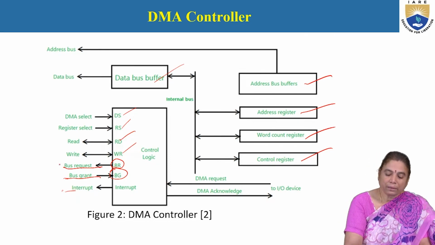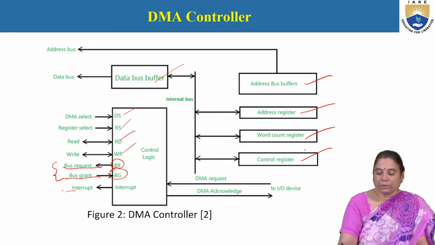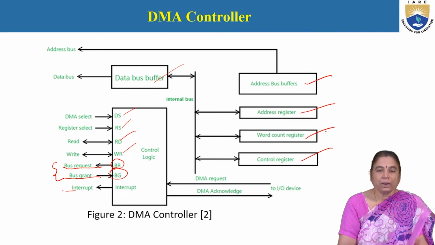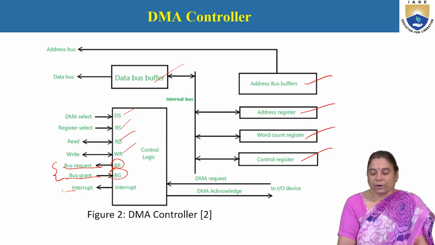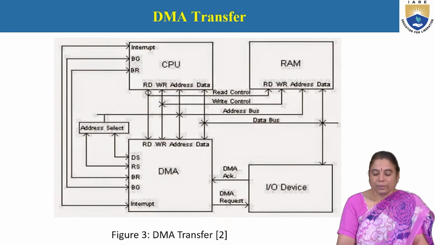So depending upon these control signals BR and BG, the DMA can gain control, and with the help of this control register and one count register, how much data is to be transferred can be determined with the help of these two registers. And this is the circuit diagram of DMA transfer.